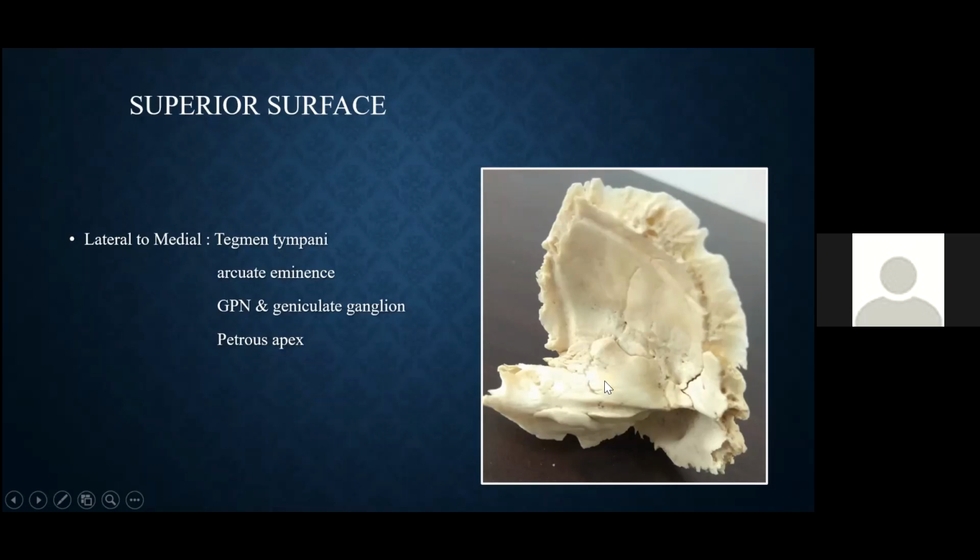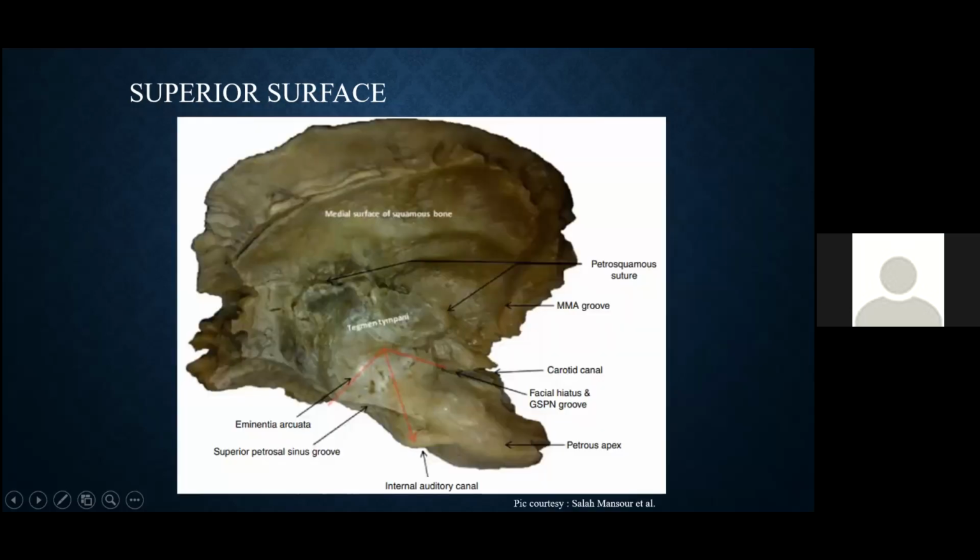And along with the greater petrosal nerve, we can also access or see the lesser petrosal nerve traveling across this fissure or the suture line, which you can see between the squamous and the petrous bone. This is the petrosquamous suture line. So another picture of the left temporal bone showing the anterior superior surface of the petrous bone. And this is the suture line.